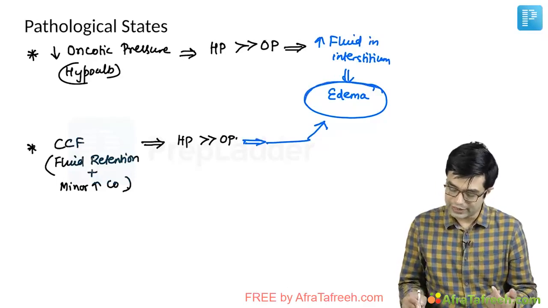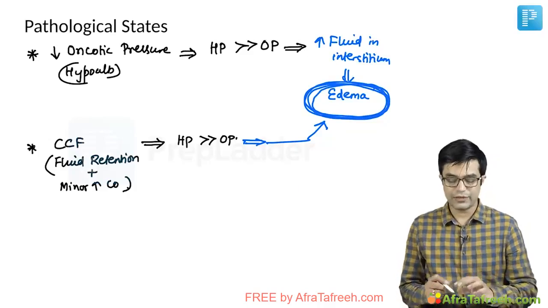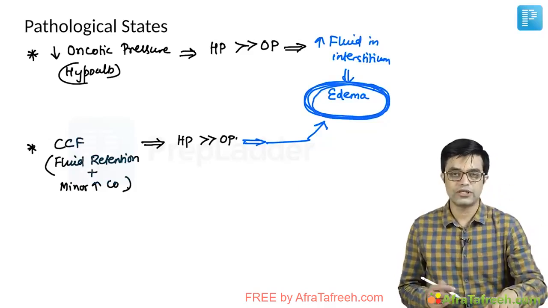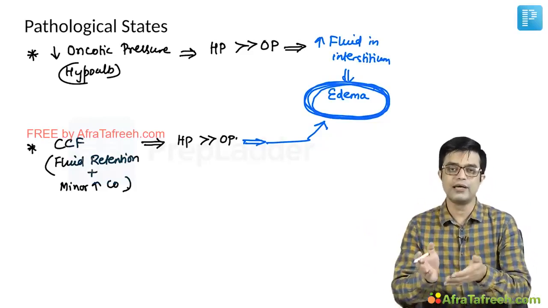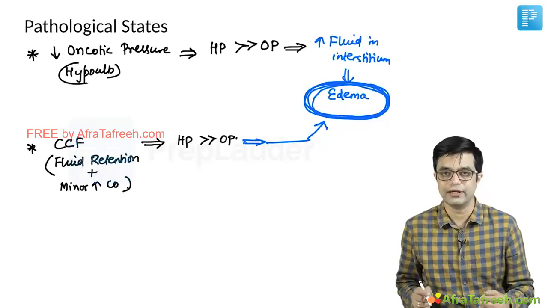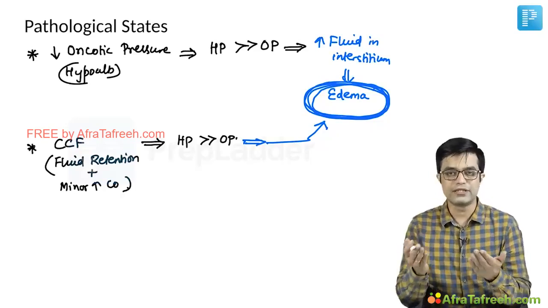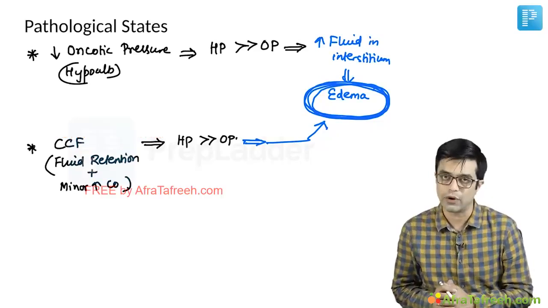So whenever this balance between the two is disturbed, edema can happen. The causes of edema can be either low oncotic pressure or increased hydrostatic pressure. Net result, net feature is same, but pathophysiology involved is different. That is why you need to understand the differences, the balances between these two opposite forces.